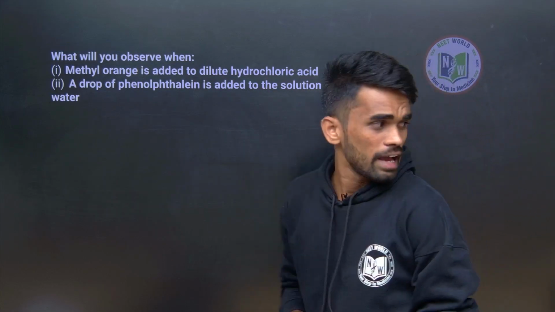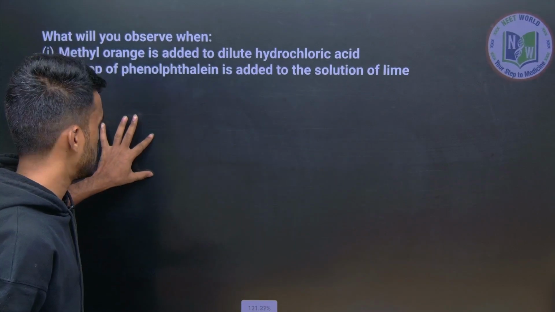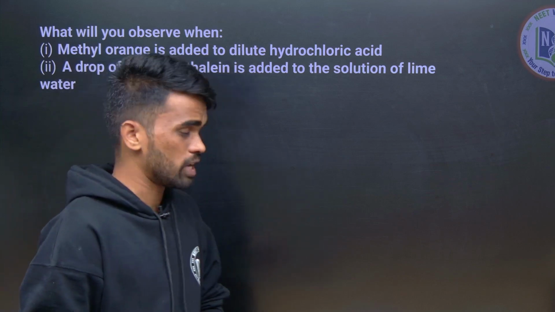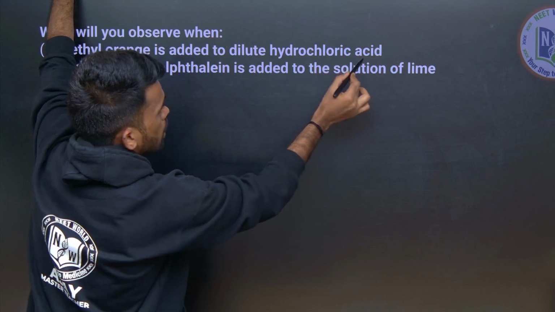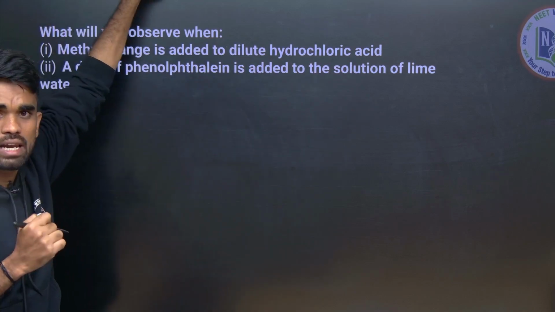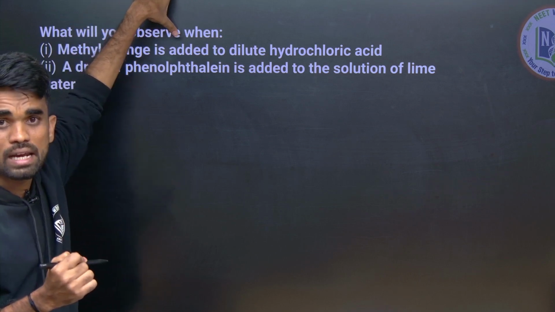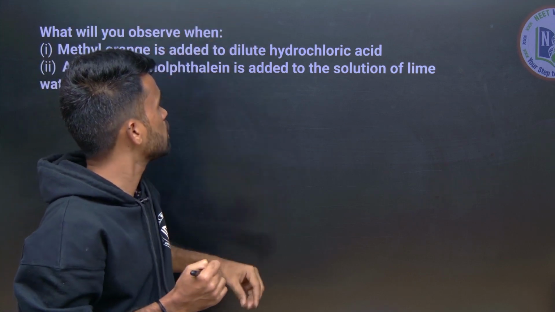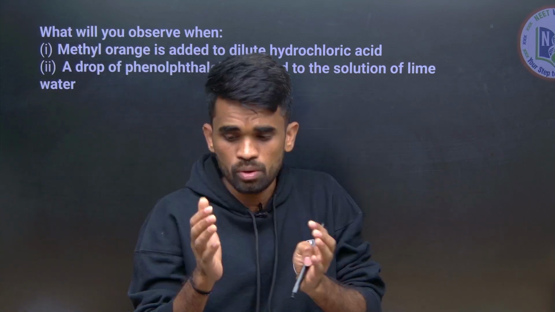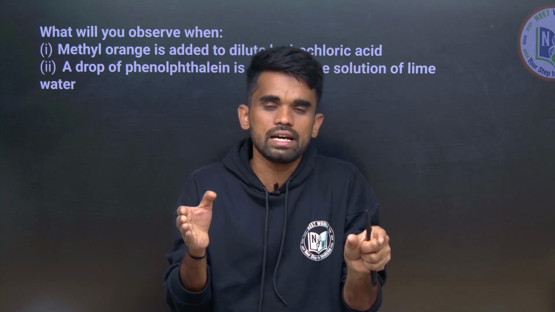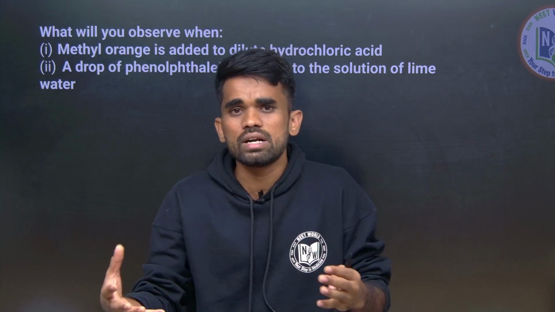So I have a few questions for you, based on what we already discussed. These are exercise questions you can consider. What will you observe when methyl orange is added to dilute hydrochloric acid? What I told you is that methyl orange is a weak base. So when we add dilute hydrochloric acid, the methyl orange color converts into red in acidic medium, and orange converts into yellow in basic medium. This is the color change you will see.